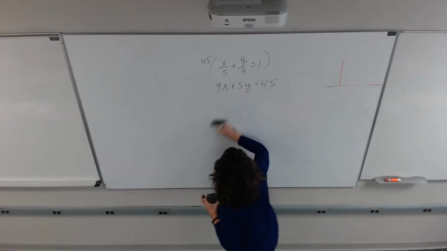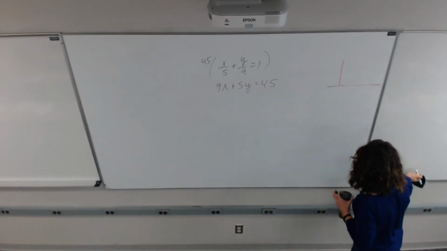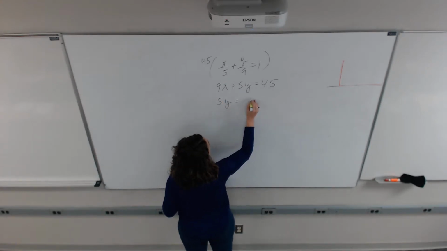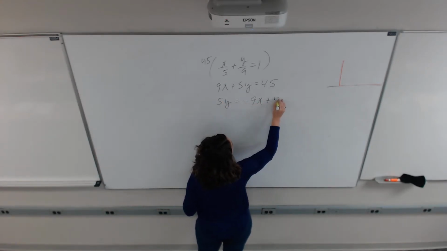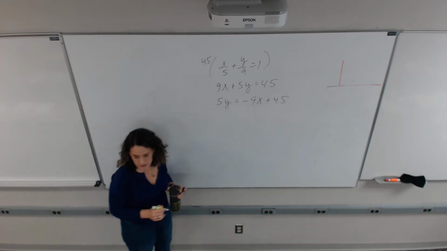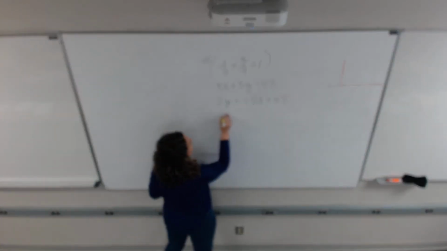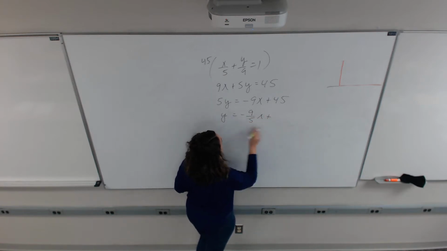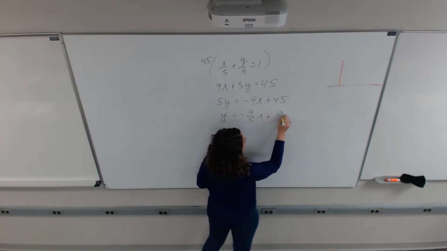Solve for y, right? You need it in mx plus b form. So move the 9x, negative 9x plus 45, and then divide by 5. Y equals negative 9 over 5x plus, if I divide 45 by 5, I get 9.